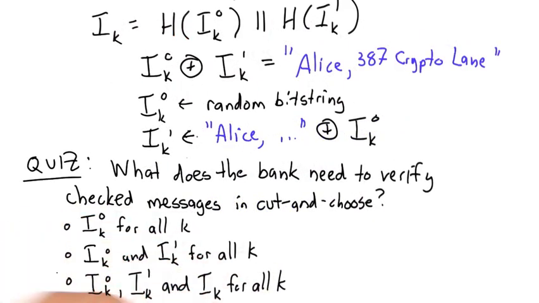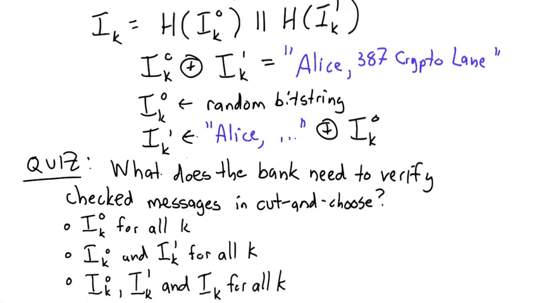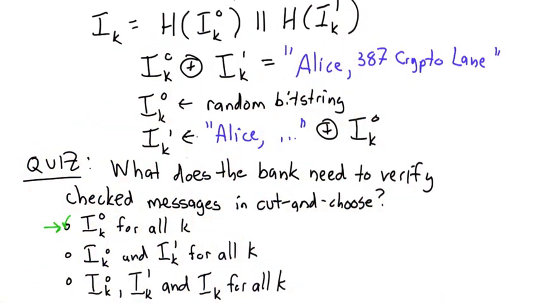So which of these would be the minimum amount of information needed by the bank to verify these messages all would be enough to learn Alice's identity if someone had both parts? The answer is the first choice. The bank needs to validate the hashes, so it needs to know the preimage for the hash. It's enough to get just one of those.